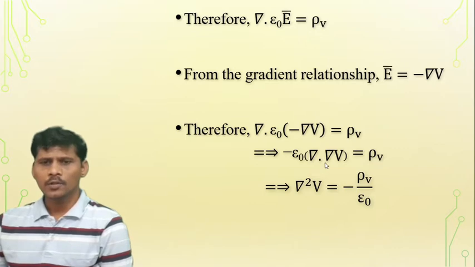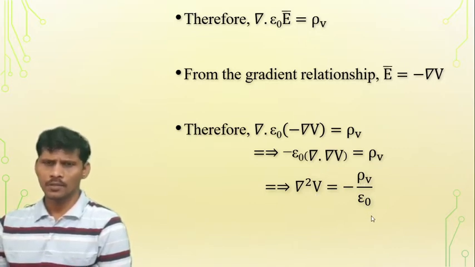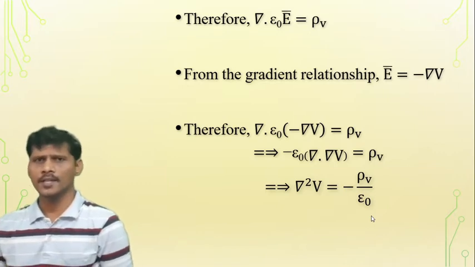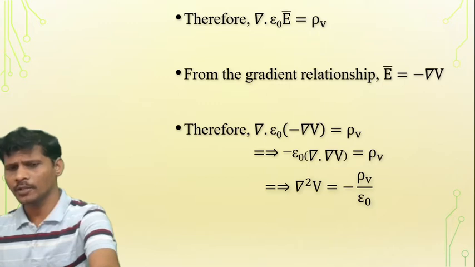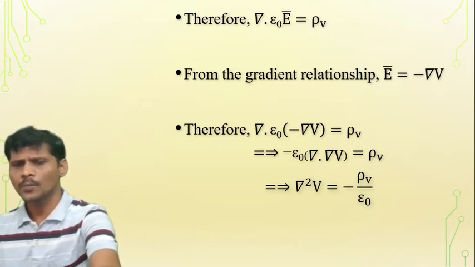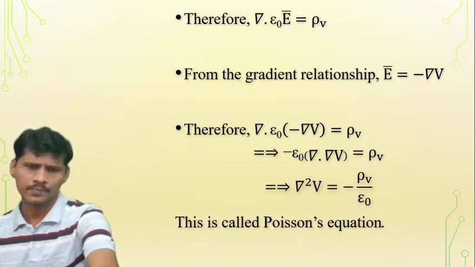Okay, del square V is equal to minus rho v by epsilon. This equation is called the Poisson equation. This Poisson equation can be derived from the point form of the Gauss law.